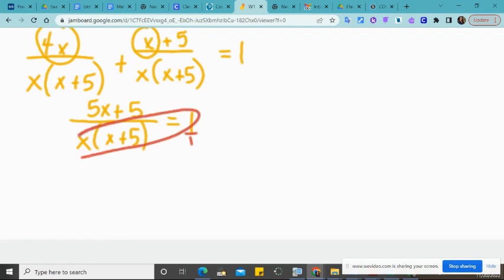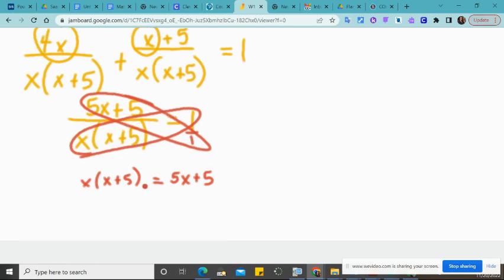So if we did the cross multiply version, x times x plus 5 times 1 is still x times x plus 5, and it equals 1 times 5x plus 5. Well, what's 1 times 5x plus 5? 5x plus 5.